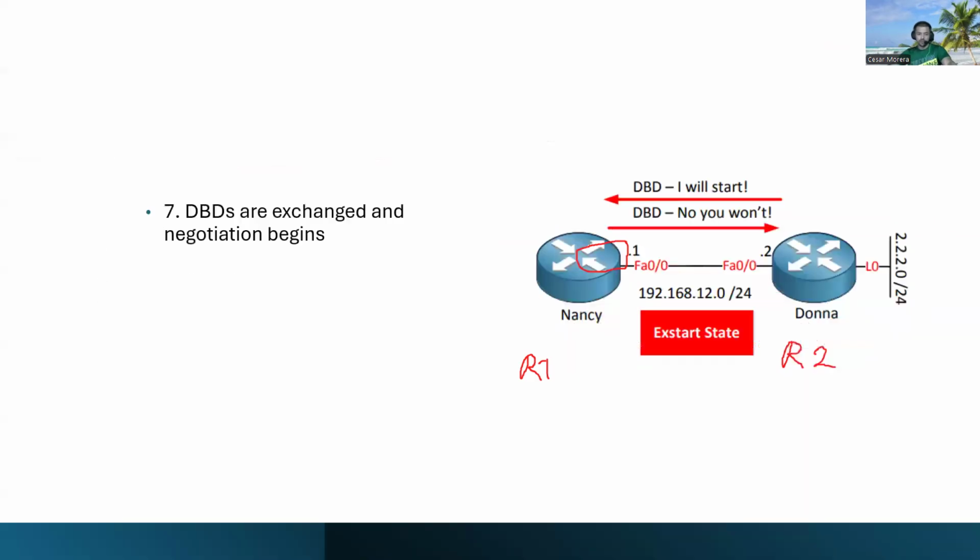Let's continue moving on. And finally, what do we have here? They are exchanging those DBDs. They are validating and confirming that those DBDs are all the information related to those. So the DBD says, I will start. The other DBD says, no, you won't. They are basically negotiating information.